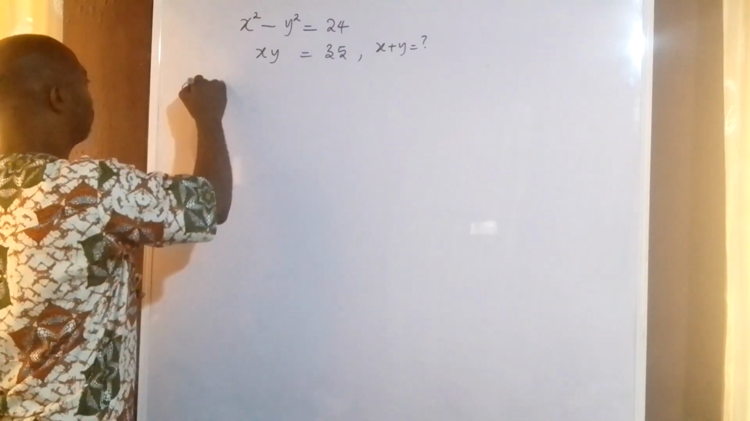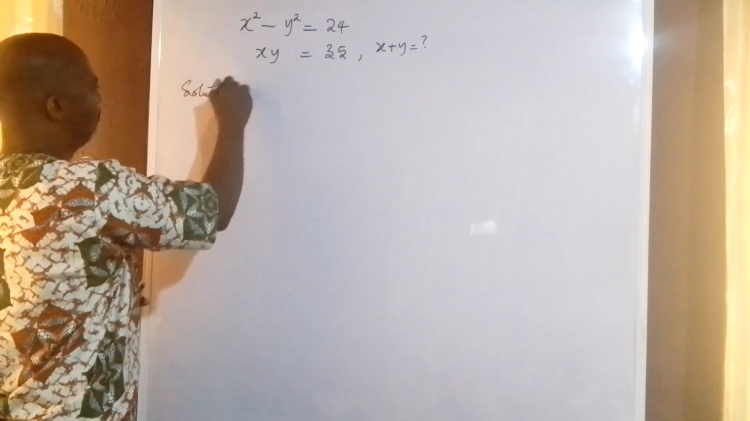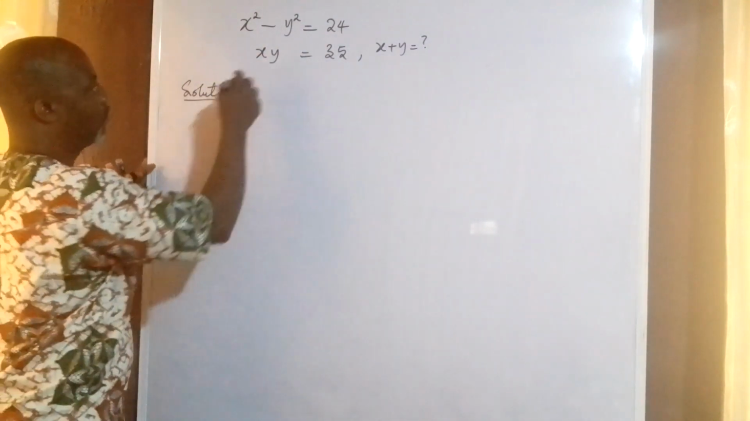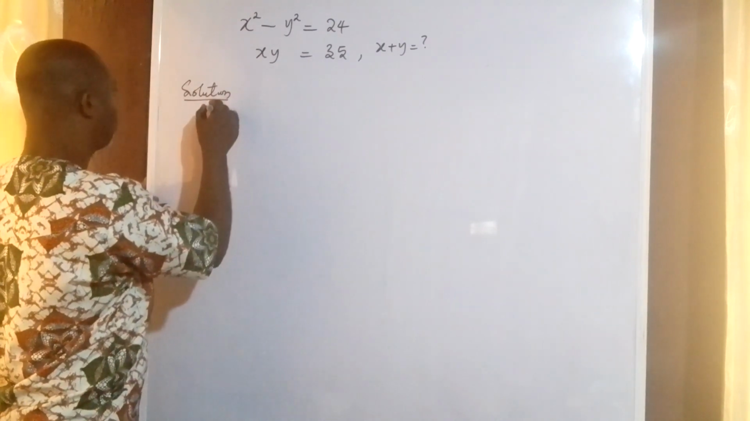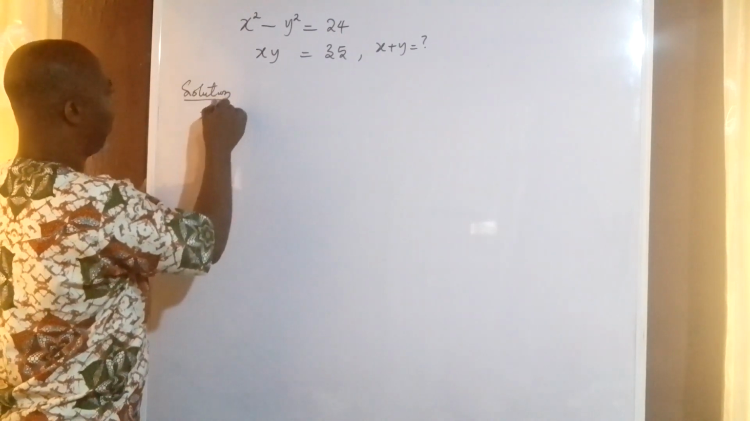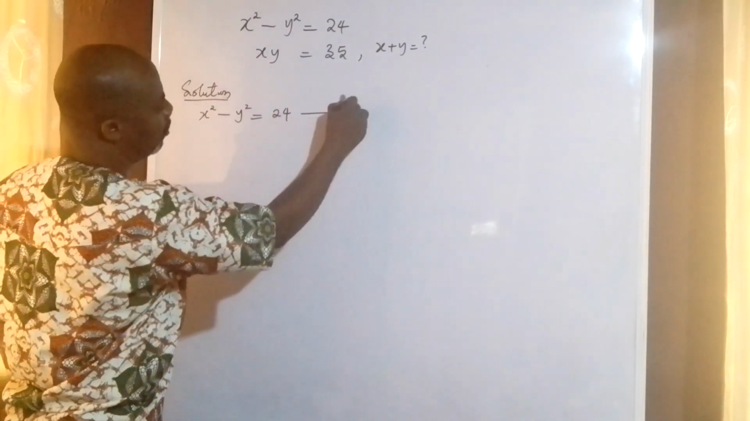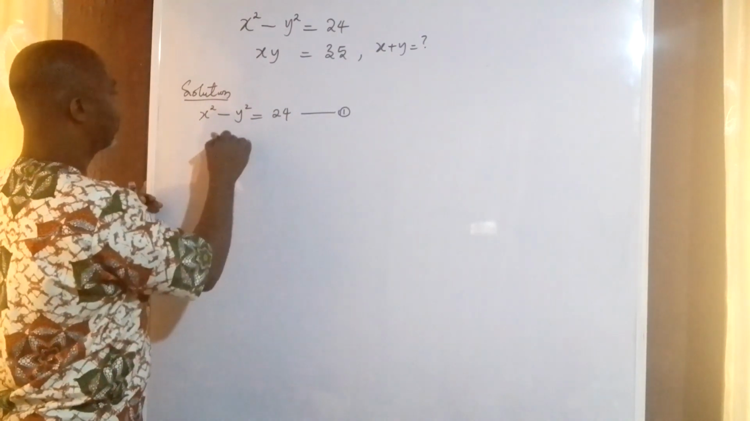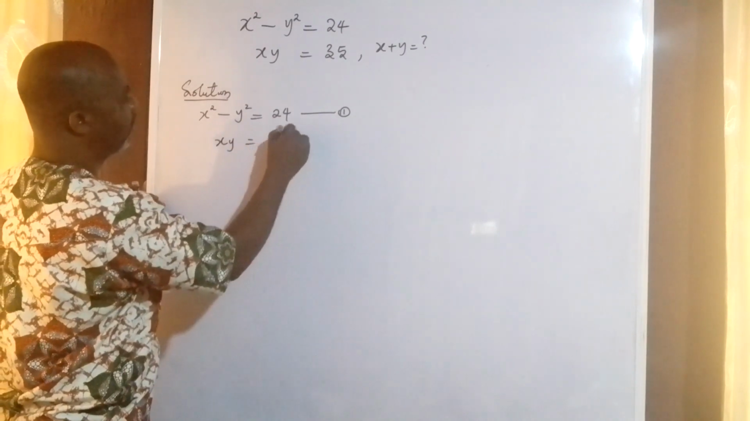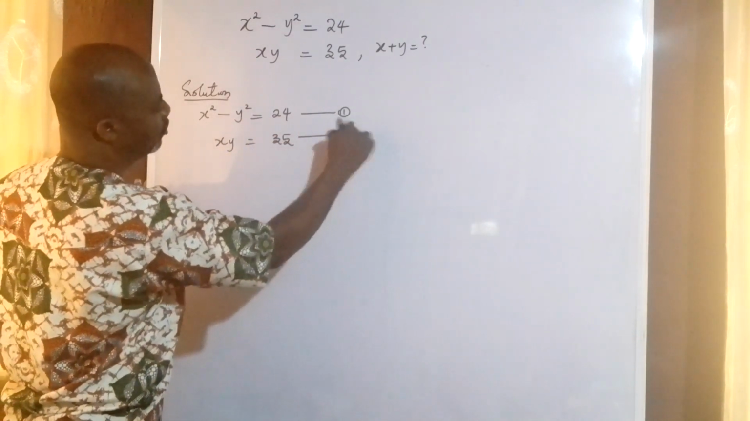So first we have our solution, then I bring down the questions. I regard this as x squared minus y squared equals 24. Call this equation 1, and then of course xy equals 35. I call this equation 2.